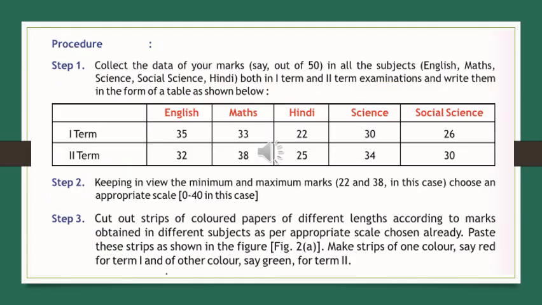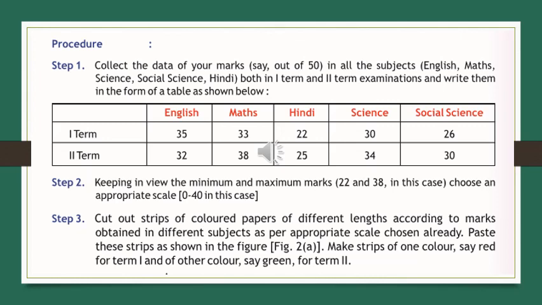Dear students, only understand the procedure. You don't have to write this procedure. Collect the data of your marks. Here it is given already, because in all subjects, English, Math, Science, Social Science and Hindi, both term 1 and term 2 examination marks are there. So this table you have to write on your activity sheet.